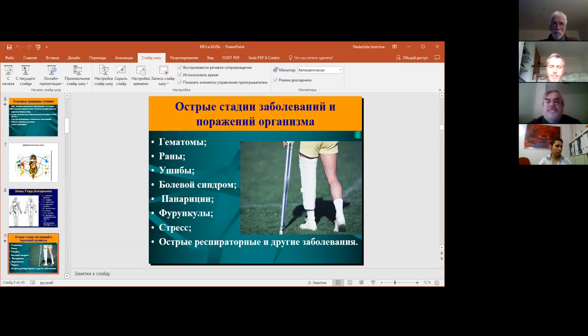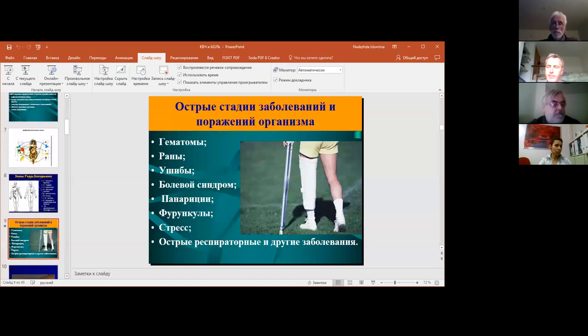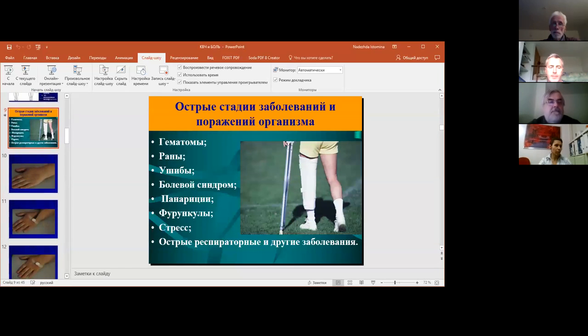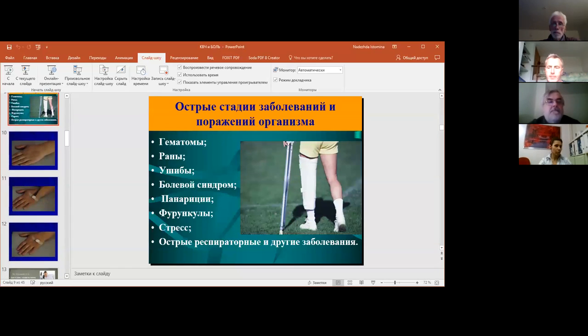Today we'll speak about acute situations when you can use the AK TOM treatment. These are different acute stages of diseases and also hematomas or injuries, pain syndrome, furunculus, and so on.